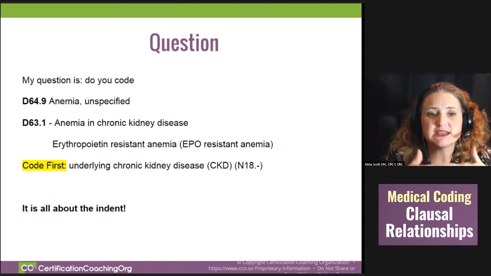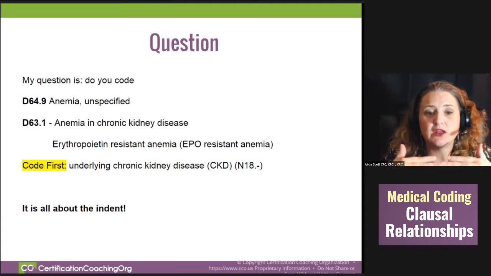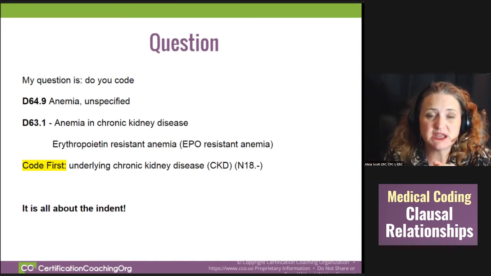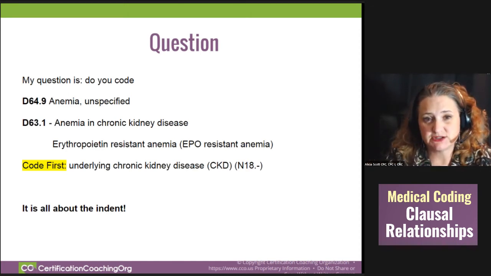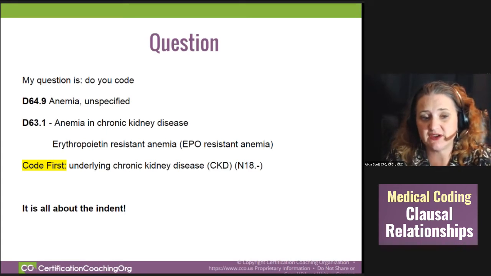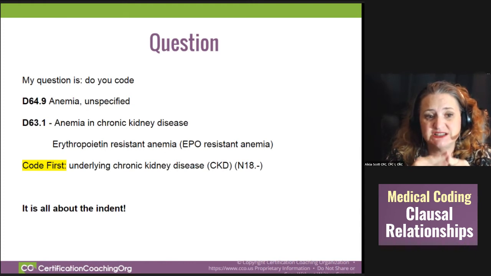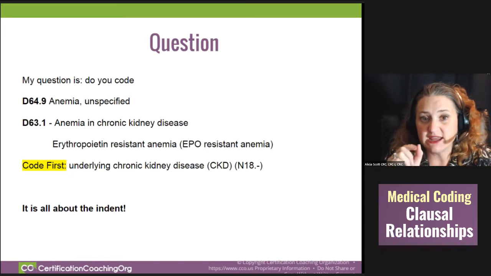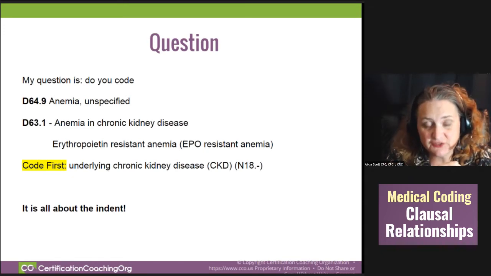So let's think about this scenario and how it relates to causal relationships, and what is the right answer for the information that we have. Now, her ultimate question is, are we going to use D64.9 anemia unspecified, or are we going to link the CKD and the anemia, which is D63.1? And that is a very different code.